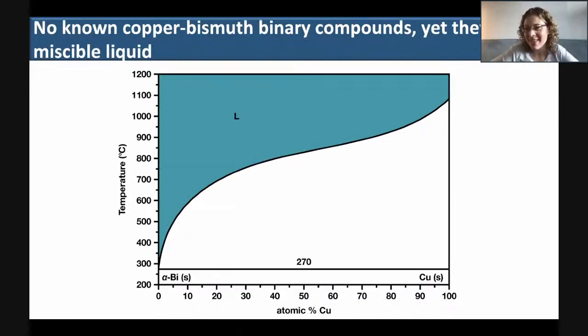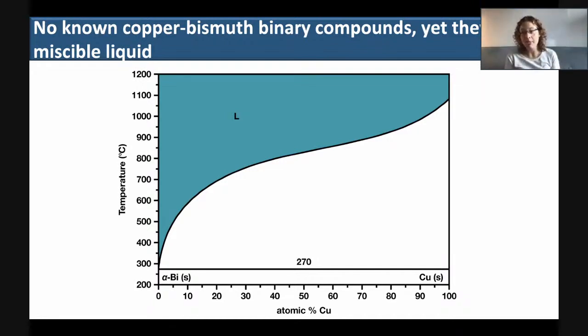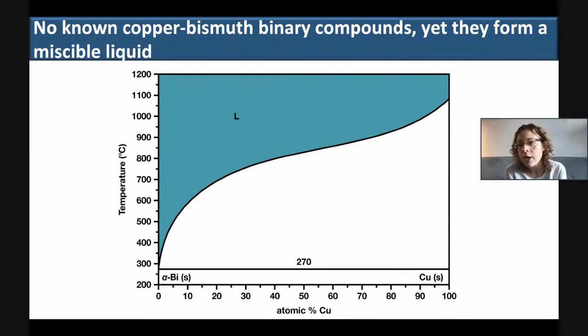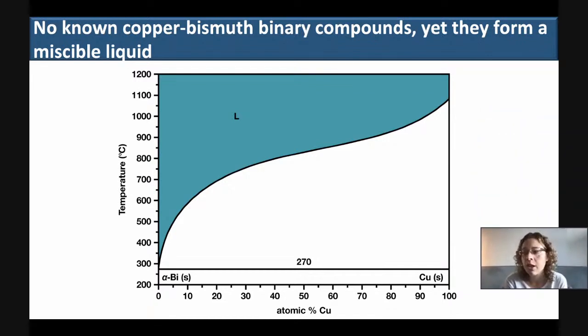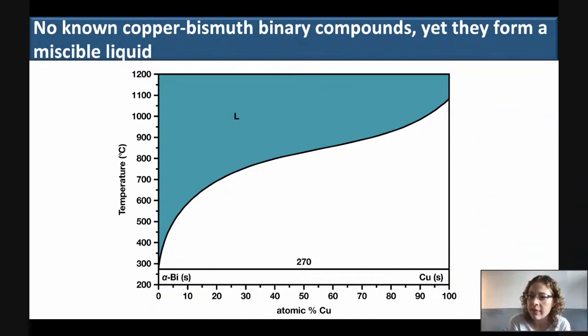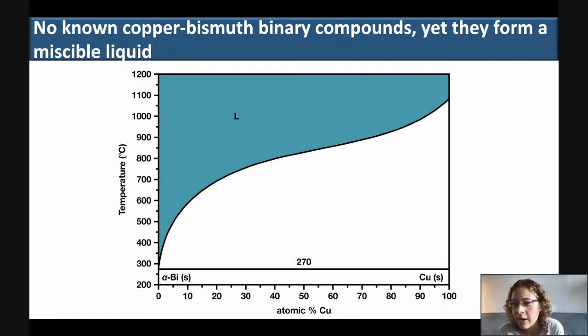So if we want to think about phases to make new materials, one way that we can start is by looking at the binary phase diagrams. This is a copper bismuth binary phase diagram. And what you can see here is that there are no vertical lines. A vertical line would be indicative of an existing phase. The other thing you can note is that copper and bismuth are miscible, like water and ethanol, and so they combine to make a liquid, right? And there's this large liquid phase.